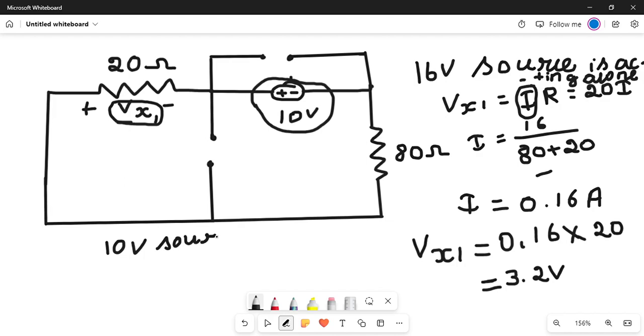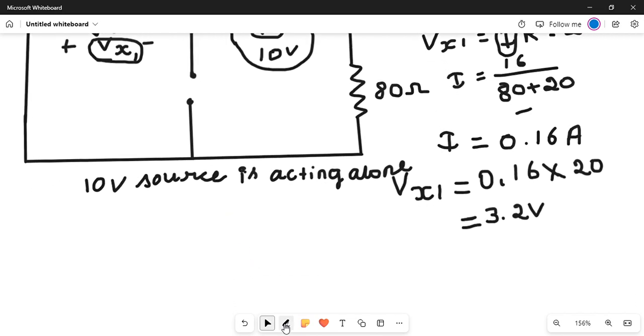Just a minute. Yeah, when my 10 volt source is acting alone, and then what's going to happen? You're supposed to write I is equal to V by R.